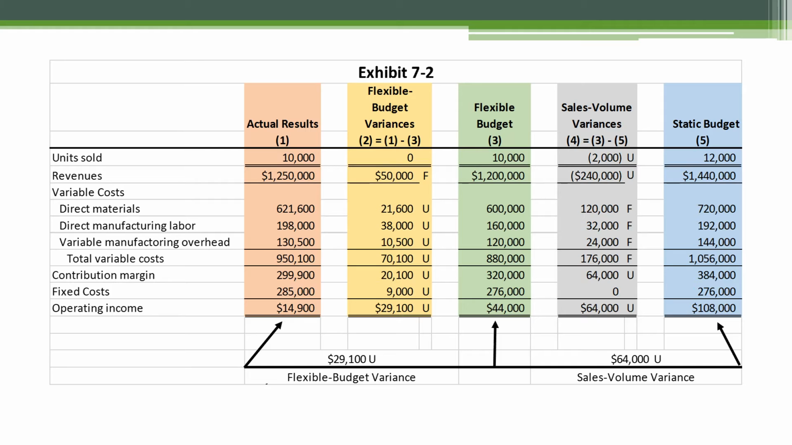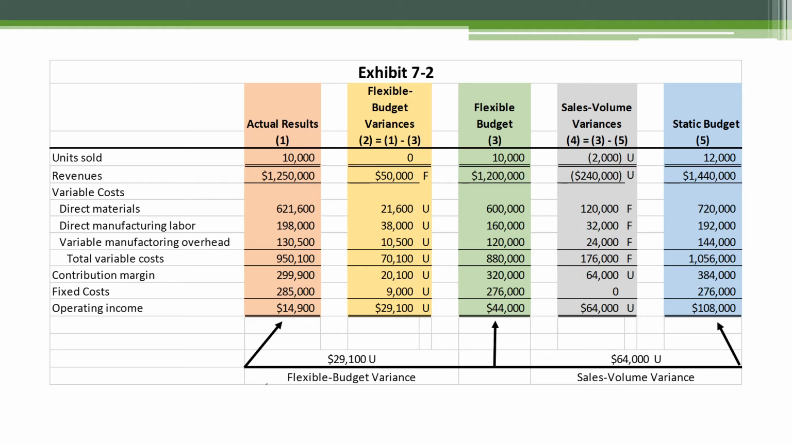Next, under direct materials, you see a $21,600 unfavorable variance. This is the difference between the budgeted cost of $60 a jacket versus the actual cost of $62.16 a jacket. The difference is $2.16 times 10,000 jackets, which gives us the $21,600. And you can work your way down. We had a $3.80 variance for the direct manufacturing labor and a $1.05 variance for the variable manufacturing overhead. This led us to our $70,100 unfavorable variance.